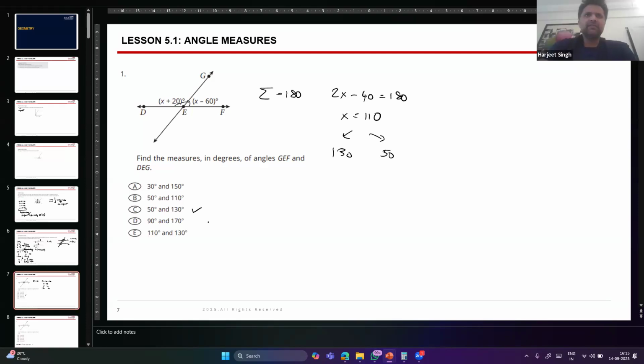Simple, supplementary. Many problems can be solved using complementary and supplementary rules. Even when we go to triangles, many of the rules are applicable there.